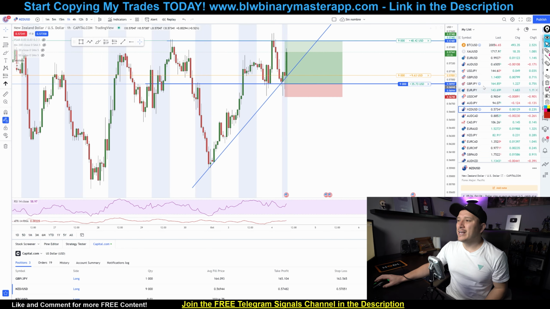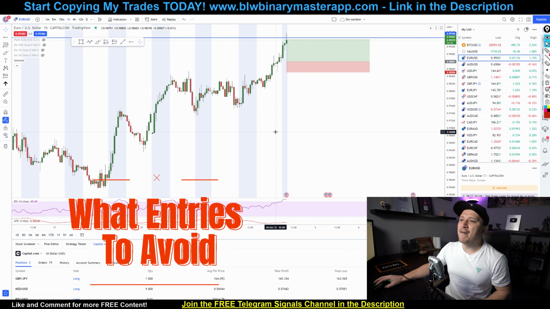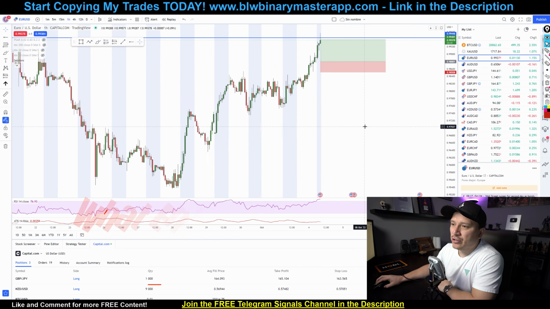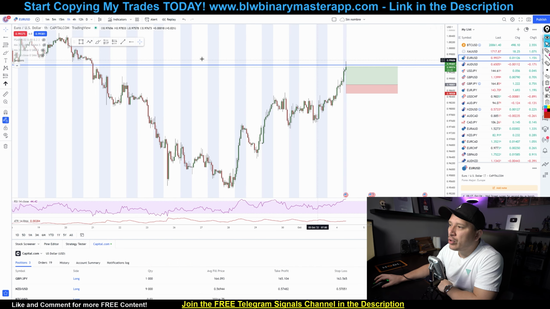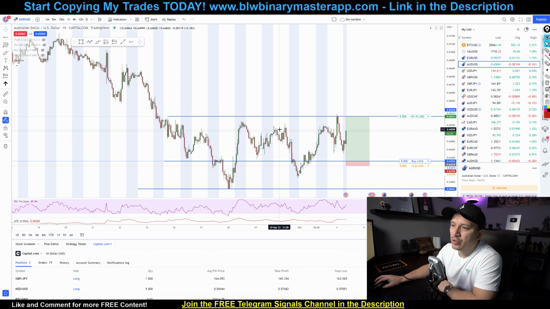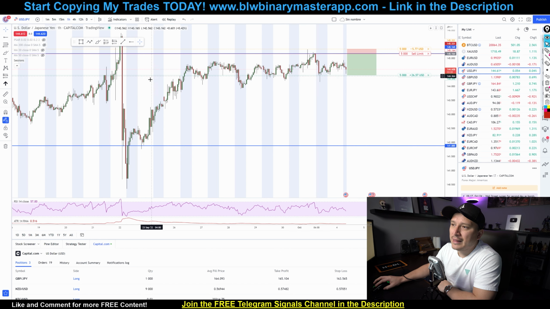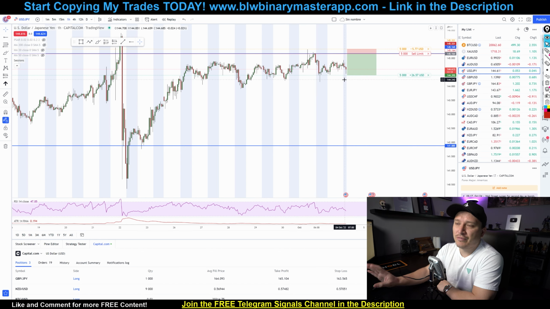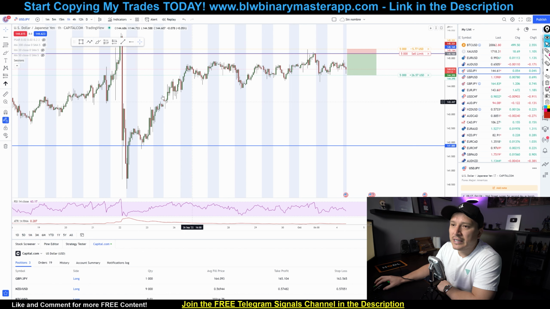Now, I do want to tell you what entries you guys should avoid. And I would recommend that you first learn how to analyze the support and resistance levels. This is pretty much like a swing trade, but this specific area is a different strategy. I have an entry point right here, but this is a whole different strategy. It's not the same one.